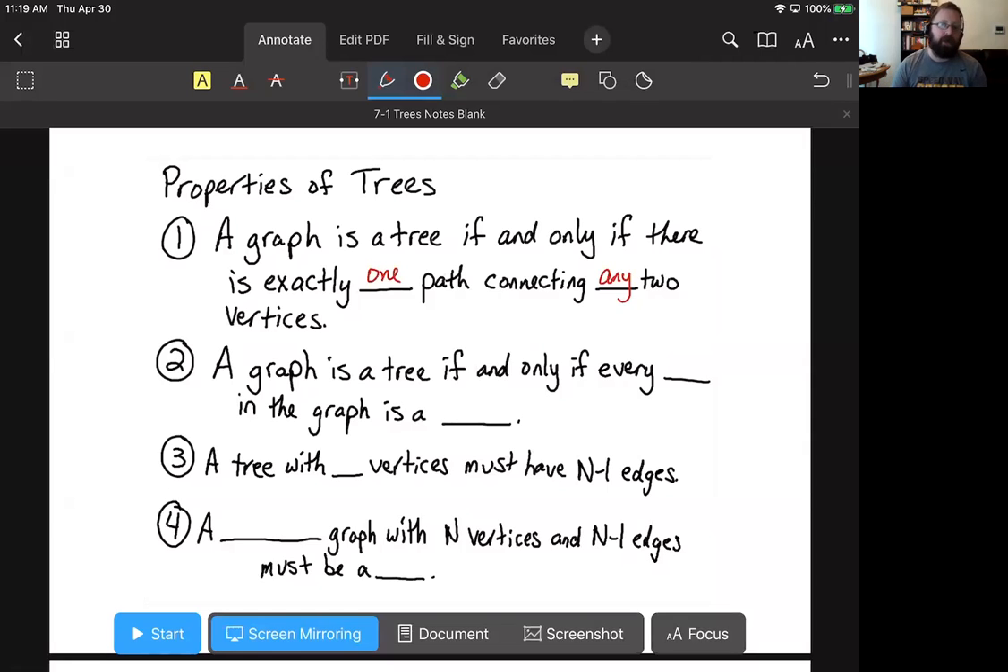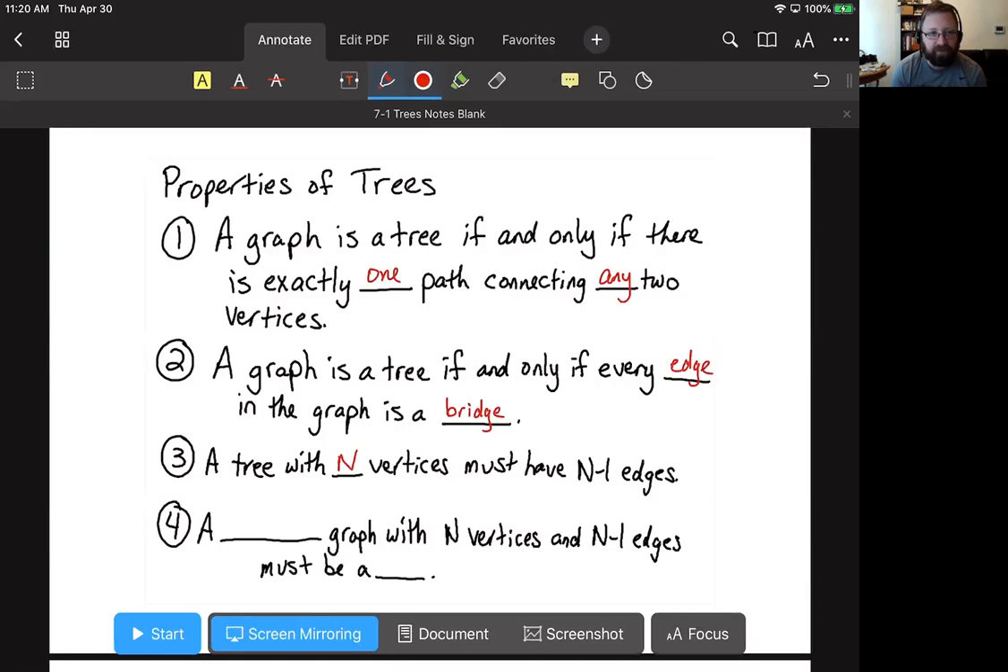A graph is a tree if and only if every edge in the entire graph is a bridge. Okay, again, it should be a connected graph with no circuits. What that means is if you remove any edge, it's no longer connected, which means every single edge in the entire graph must be a bridge, which we discussed way back in graph theory terminology, back at the beginning of all this e-learning fun. Okay? If a tree has n vertices, it must have n minus 1 edges.